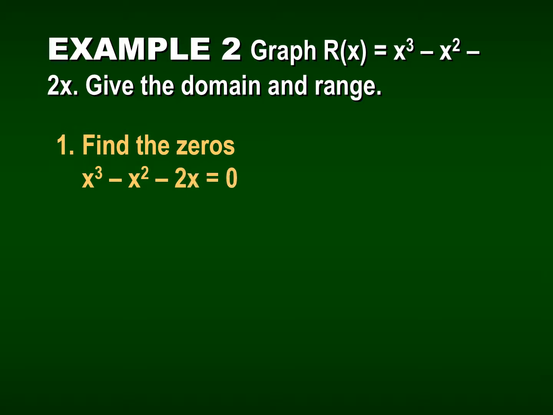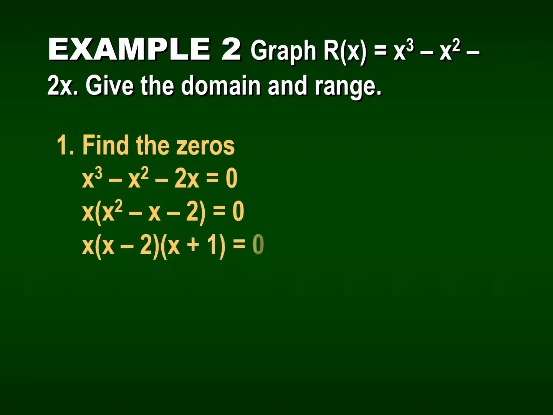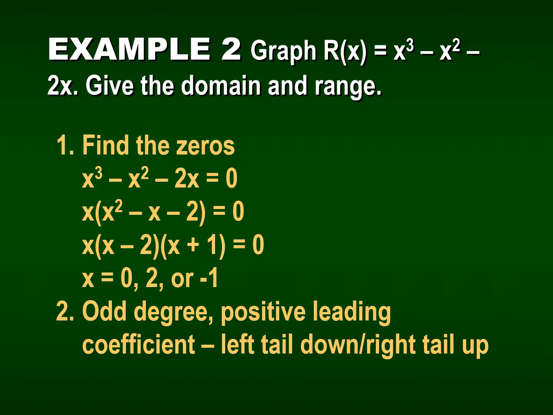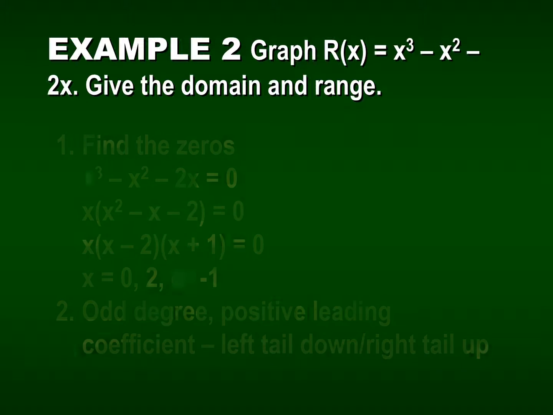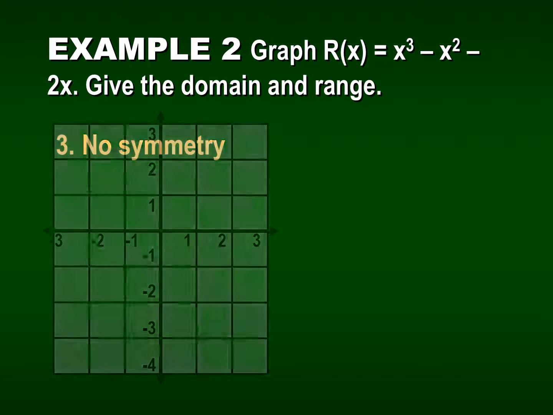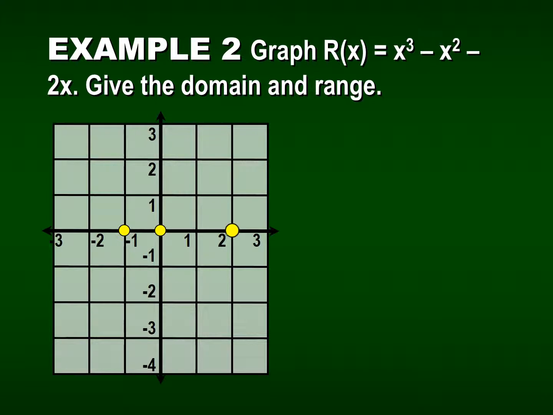So first of all, we want to find the zeros. So we'll go ahead and factor out an x, and then we'll factor that x squared minus x minus 2, which means that our zeros are 0, 2, or -1. So we can go ahead and plot those. We know that it is an odd degree because it's a degree 3, and it has a positive leading coefficient. So that means that the left tail is down and the right tail is up. There's no symmetry.